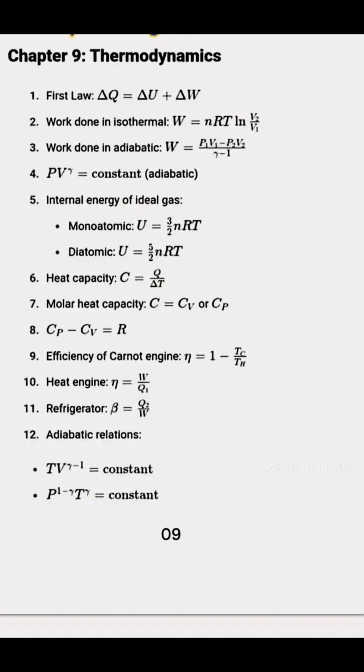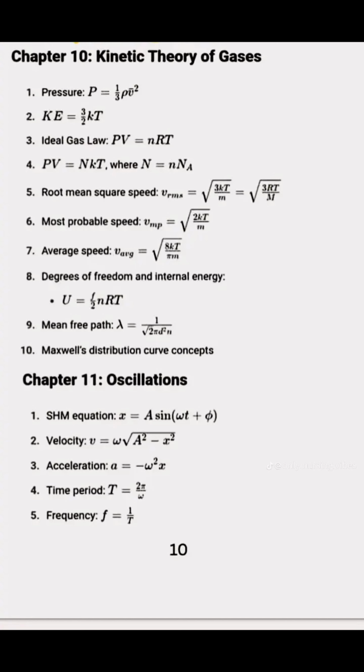Then Unit 9, thermodynamics: first law, delta Q is equal to delta U plus delta W, work done in isothermal, work done in adiabatic, PV is equal to nRT, or the constant adiabatic relation. Then internal energy of an ideal gas, heat capacity, heat engine, refrigerator, and adiabatic relations.